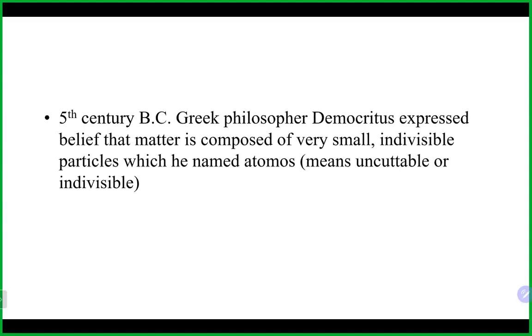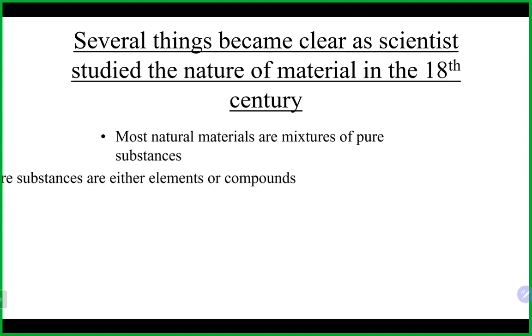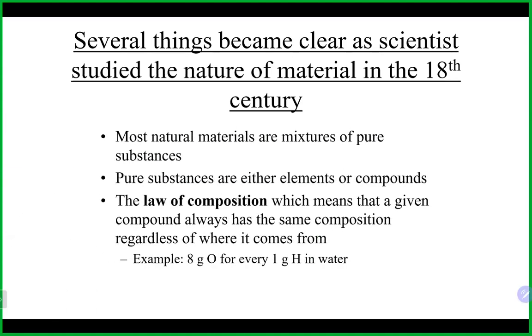So it all started a long time ago, when philosophers expressed the idea that matter is composed of very small indivisible particles, which they named atomos, which means uncuttable or indivisible. And a lot of things became very clear as time went on, that most natural materials are mixtures of pure substances. Remember, as we talked about in the previous chapter, a pure substance can be an element or a compound. So if you have pure water, it's a compound. If you have pure iron, it's just iron, obviously.